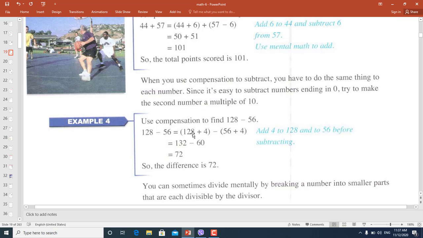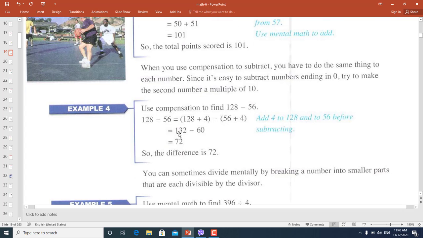We put 128 plus 4 in parentheses, and 56 plus 4 in parentheses also. 128 plus 4 is 132. You can say 4 plus 8 is 12, 2, 1 regroup, and 1 plus 2 is 3, and we have 1, we put down. And 56 plus 4 is 60. After that, we will subtract them. 2 minus 0 is 2, and 3 minus 6 is not enough, we get 13. 13 minus 6 is 7, so we get 72.